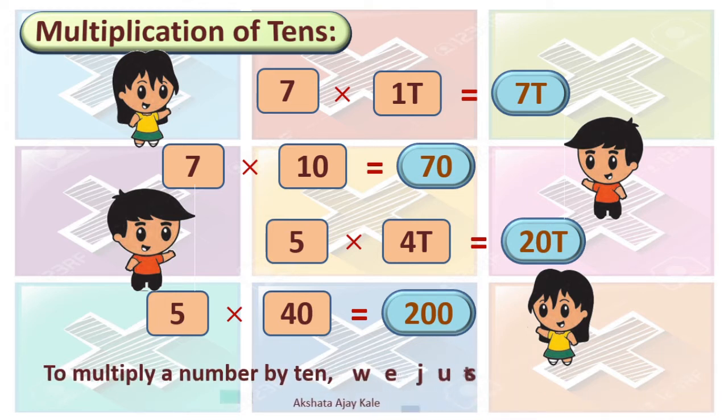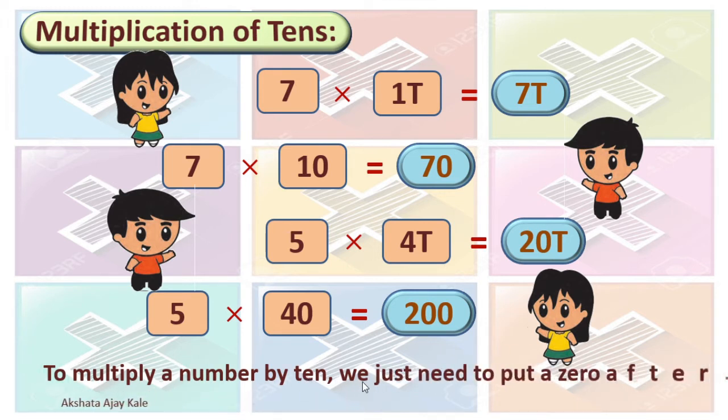To multiply a number by 10, we just need to put a 0 after it. You can see here 5 fours are 20 and one more 0. So it became 200 because we are doing the multiplication of tens. Got this, children? I hope you understood this. Okay, some more we will try.